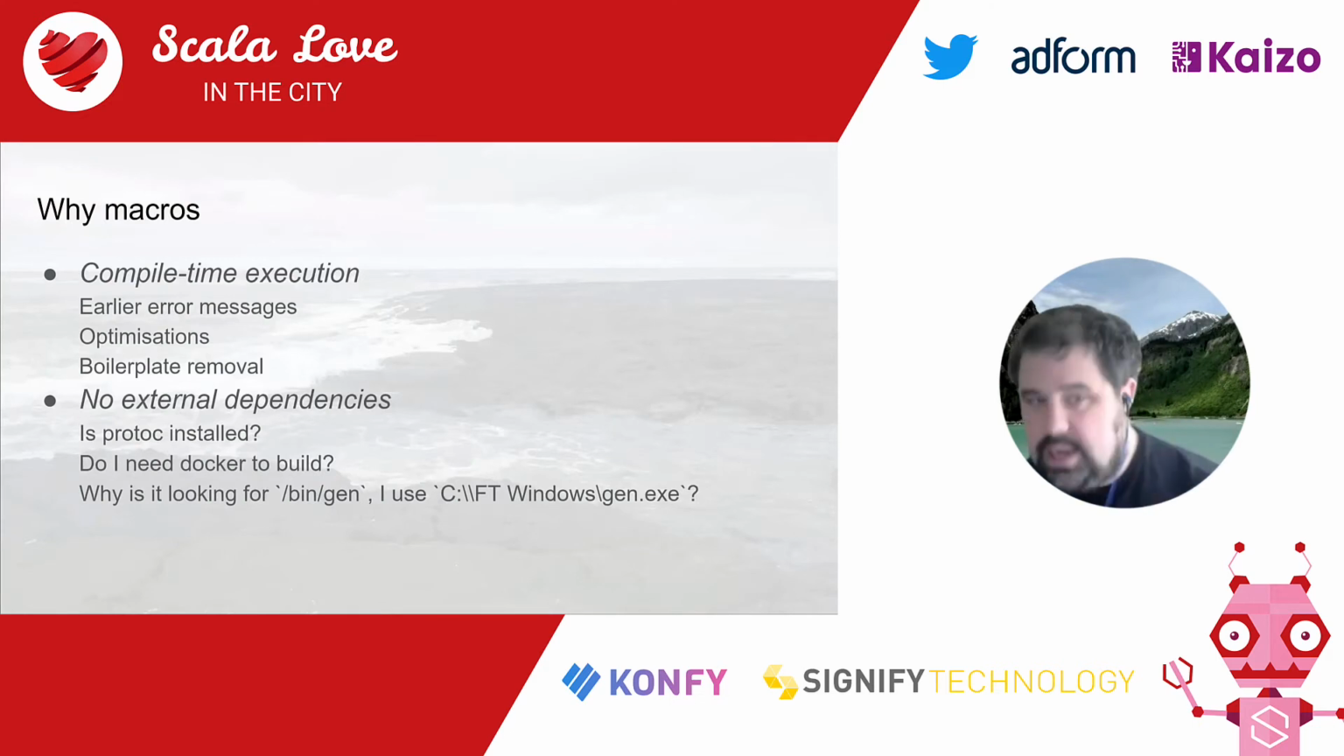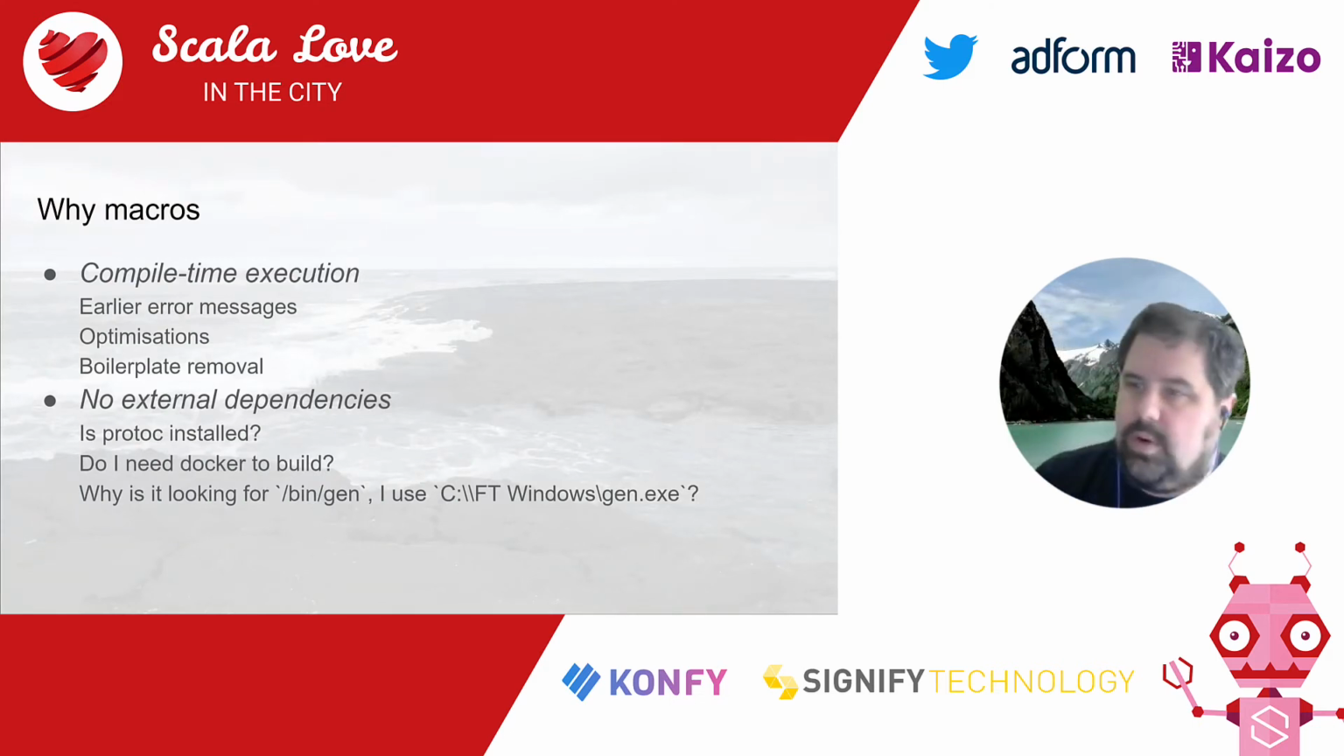In any case, let's collect some of the most important things that we saw from macros in Scala 2.10. One of the most important things was compile time execution. I can get error messages earlier, I can do optimizations of code, I can get rid of boilerplate, I can have better types, all of the above.